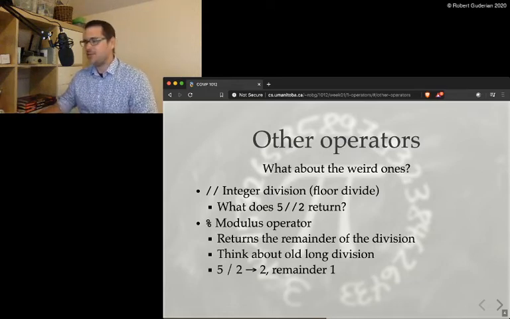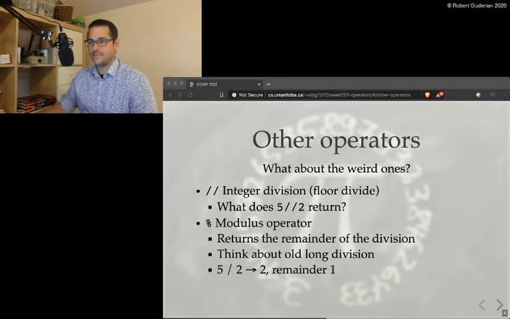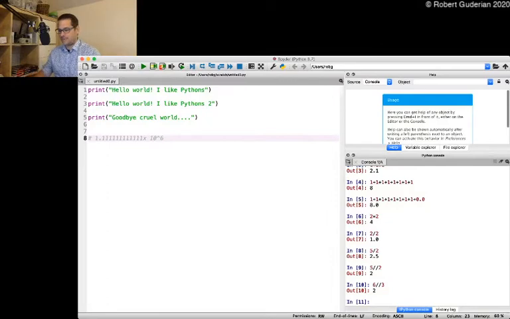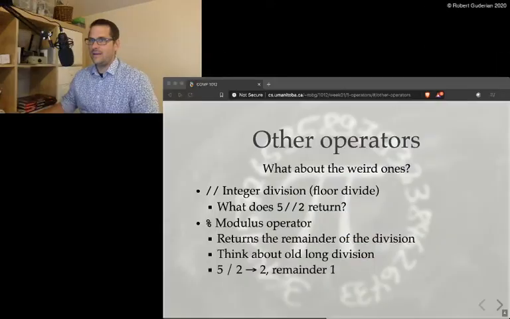So 5 divided by 2. I'm going to jump over to here. Sorry. 5 divided by 2 is going to be 2 for reasons, but it's remainder 1. So if I say 5 % 2, it's going to tell me that indeed the remainder is 1. That's what this does.